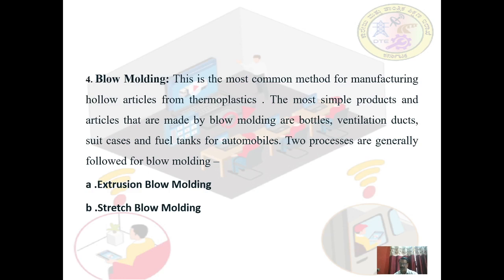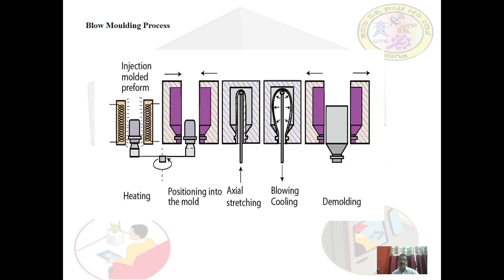The process is carried out at low temperature with the application of high deformation forces. PVC, polypropylene, and polyethylene terephthalate are some of the materials used in this process. The blow molding can be best explained by using this figure.